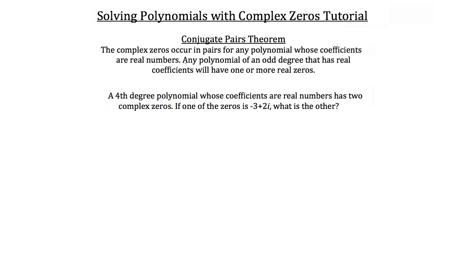Now, to summarize the conjugate pairs theorem, you could basically say it as this. If you've got one complex zero that is negative 3 plus 2i, because that's what we were given here in the problem, then its conjugate pair for that complex zero is going to be negative 3 minus 2i. So you want to flip the sign in front of your imaginary number. That's going to give you the conjugate pair of whatever zero or root or solution, whichever you prefer to call it, that you were given originally.